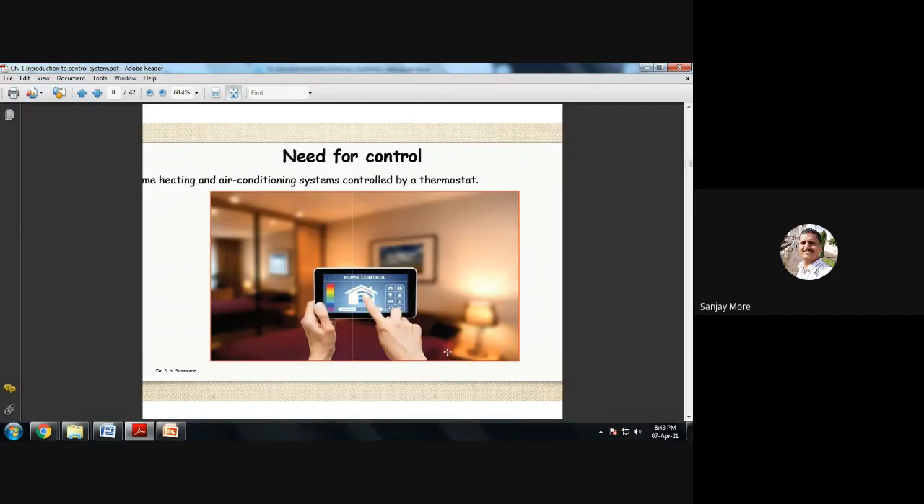Also see the heating and air conditioning controlled by the thermostat. In this section, first, we are studying the thermostat. The thermostat is used to measure the temperature and control the temperature. The diagram displays air conditioning temperature going up and down with the help of this control system.